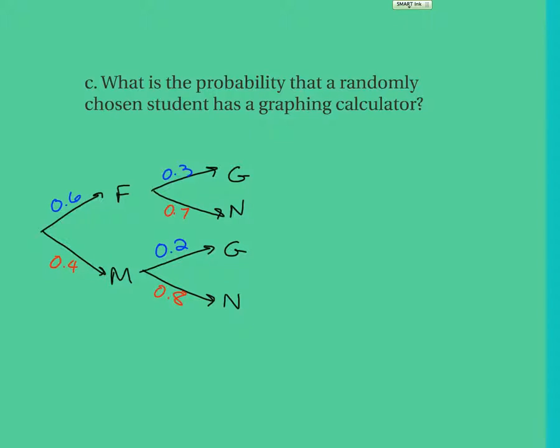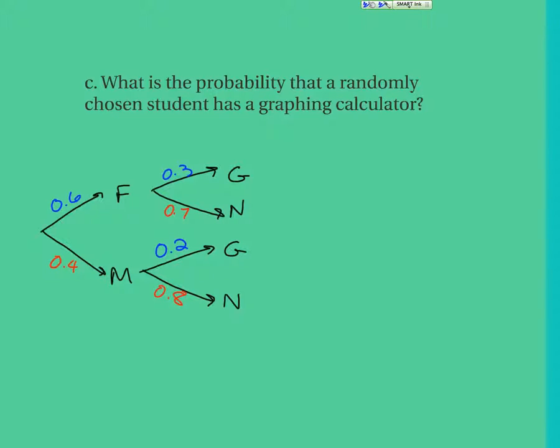What is the probability that a randomly chosen student has a graphing calculator? How many branches result in students having a graphing calculator? There's 2 branches, right? On the previous question, there was just one branch that was male and no graphing calculator. Now we've got 2 branches because you could have a female with or a male with. When you have more than one branch that could get the outcome you're looking for, you have to add up the probabilities. So you're still multiplying the compound probabilities, but then you're adding up both different options.